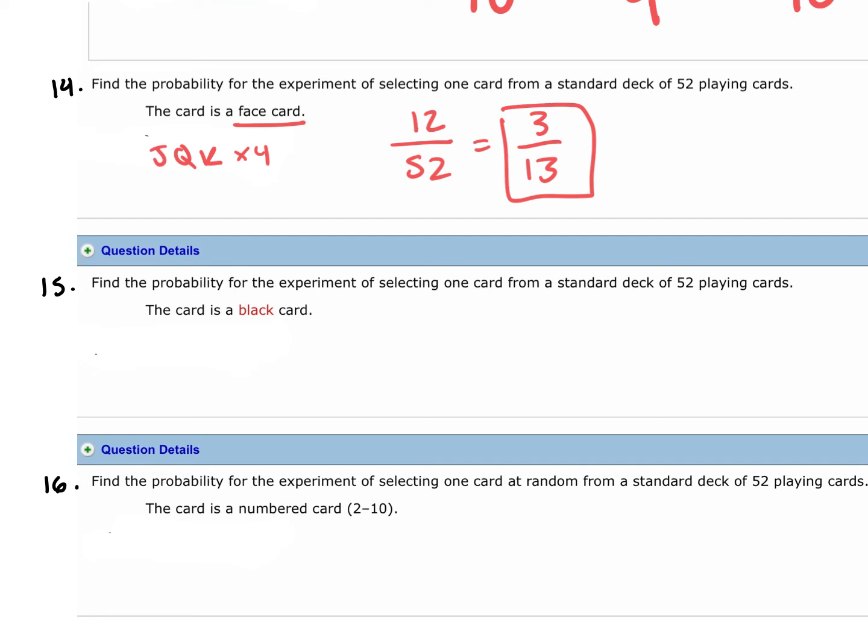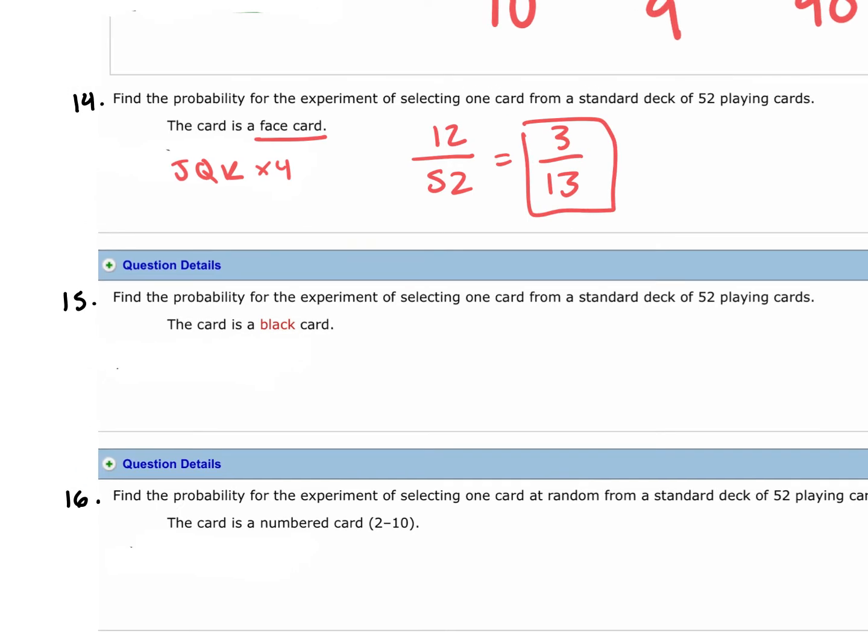All right, 15. Find the probability for the experiment of selecting one card from a standard deck of 52 playing cards that the card is a black card. So how many black cards total do I have? 26. And how many cards total? 52. And then I can simplify this, so it'd be 1/2. Or you could also just know that half the cards in the deck are black cards, so 1/2.